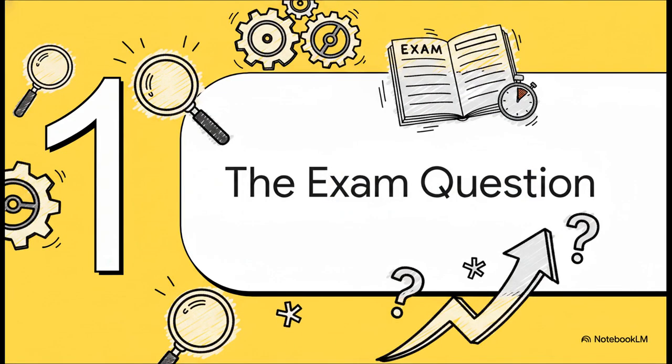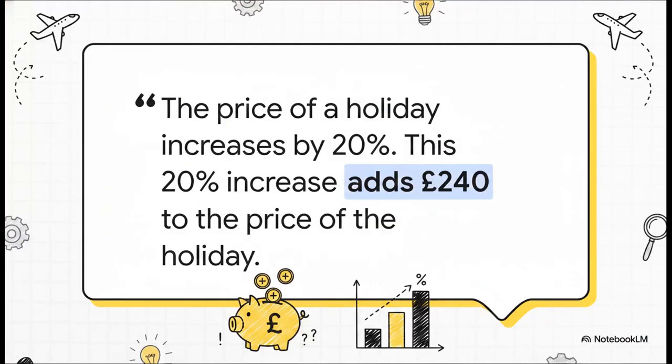Okay, so first things first, the exam question. Let's get right to it and put the actual problem under the microscope. And remember, this isn't just some random example I made up. This is pulled directly from a recent GCSE paper, so it's the real deal. So here it is. The price of a holiday increases by 20%. This 20% increase adds £240 to the price of the holiday. Work out the price of the holiday before the increase.